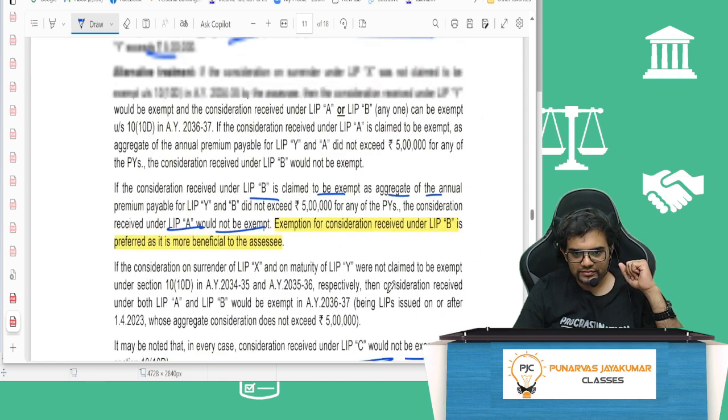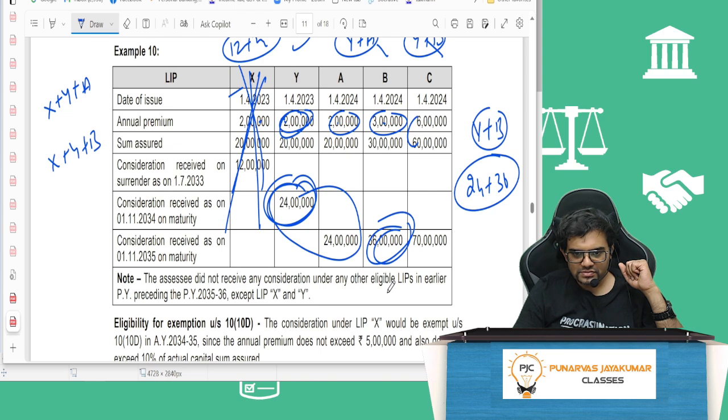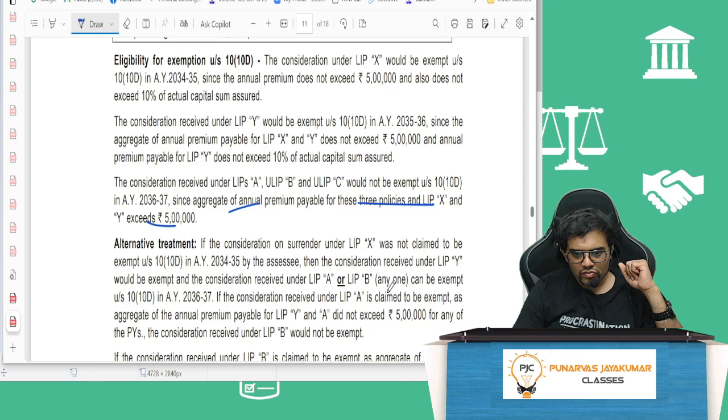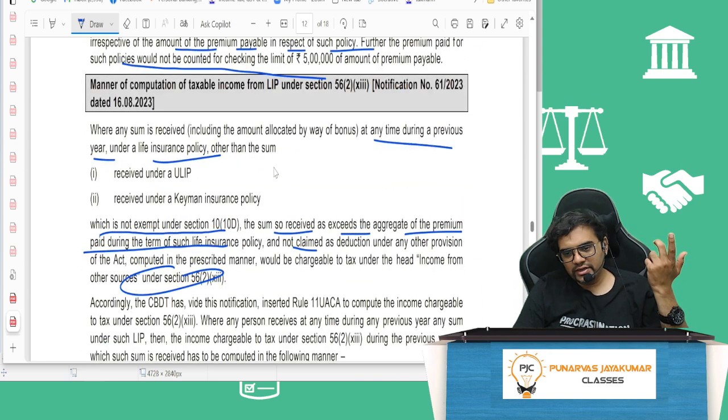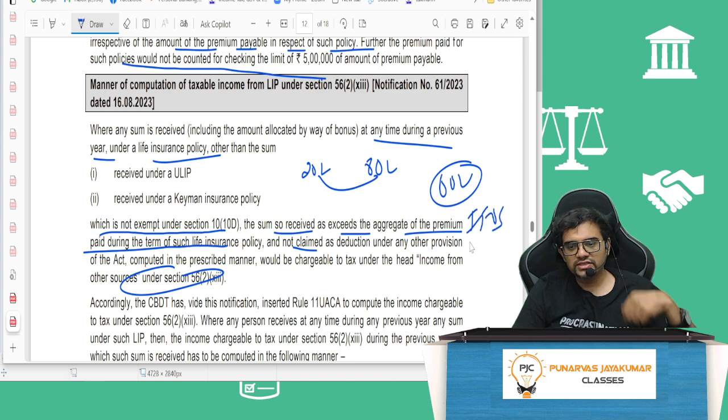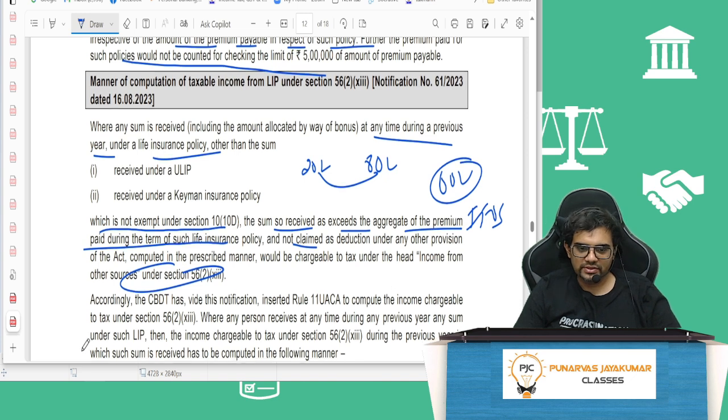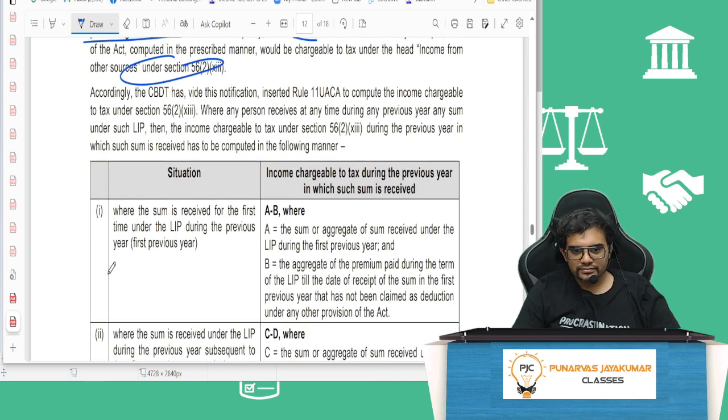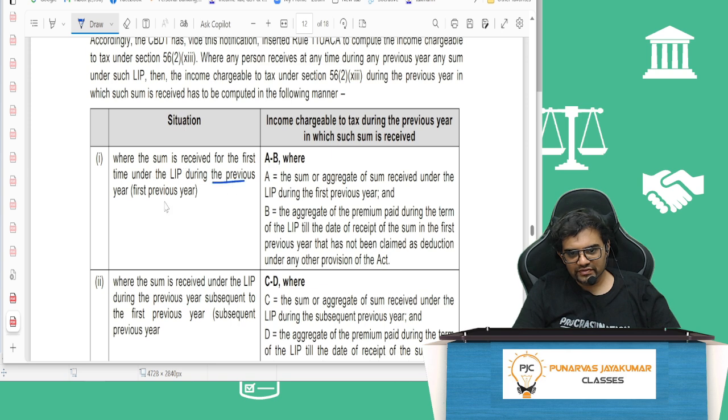So you see here in this example, I have paid, for example, guys, over the course 20 lakh as premium, but I received 80 lakhs as sum assured. Difference 60 lakh will be taxable under IFOS. Assuming there is no exemption, so 60 lakh will be taxable. The sum received during the previous year, A minus B, the aggregate of the sum received minus the aggregate of the premium paid. Same thing I told you, 80 minus 20, 60 lakh will be taxable.